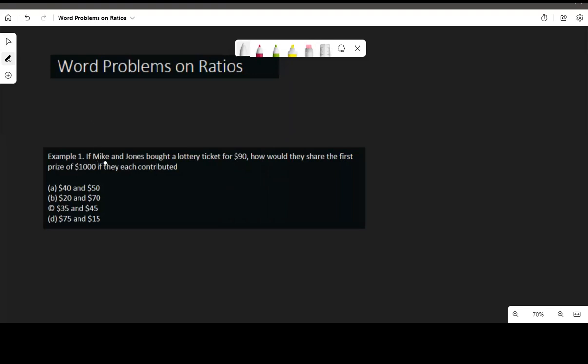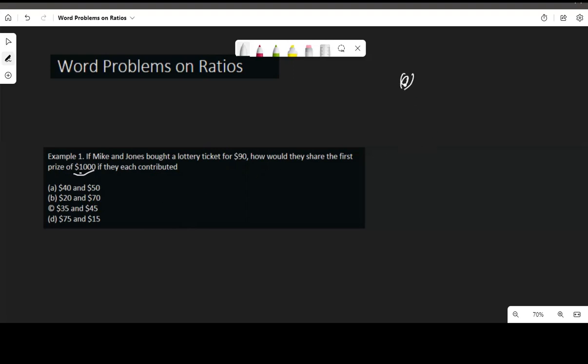Example 1 says, if Mike and Jones bought a lottery ticket for $90, how would they share the first prize of $1,000 if they each contributed $40 and $50 respectively? That is, Mike contributed $40, while Jones contributed $50. And then they were able to win $1,000. How are they going to share the winning prize based on their contribution?